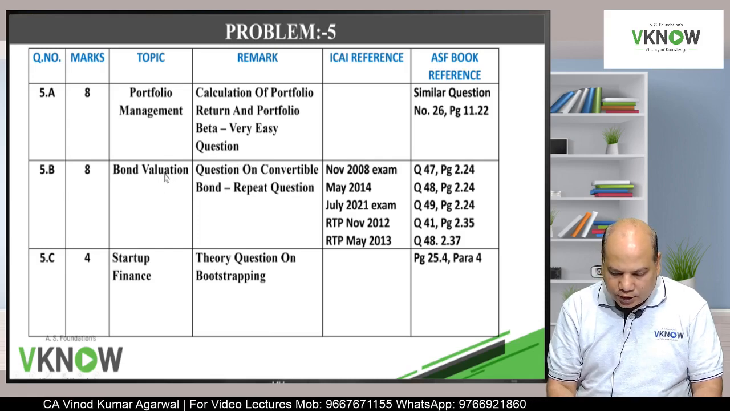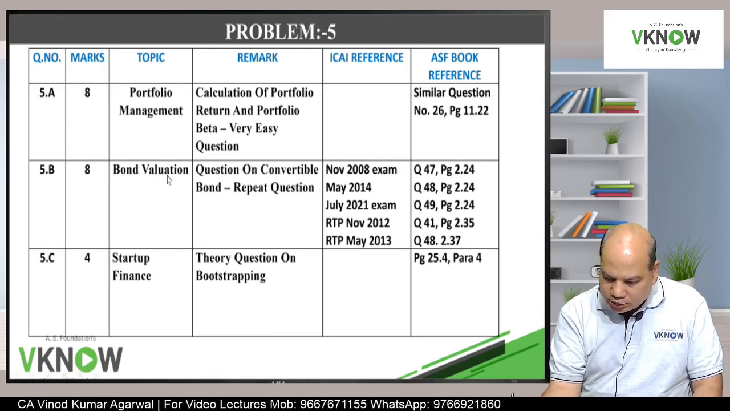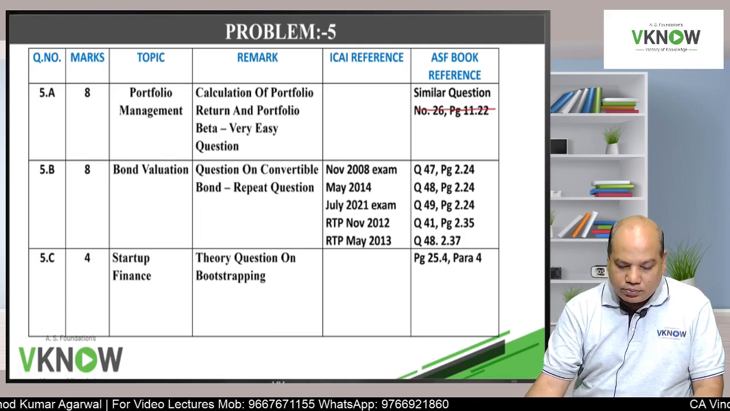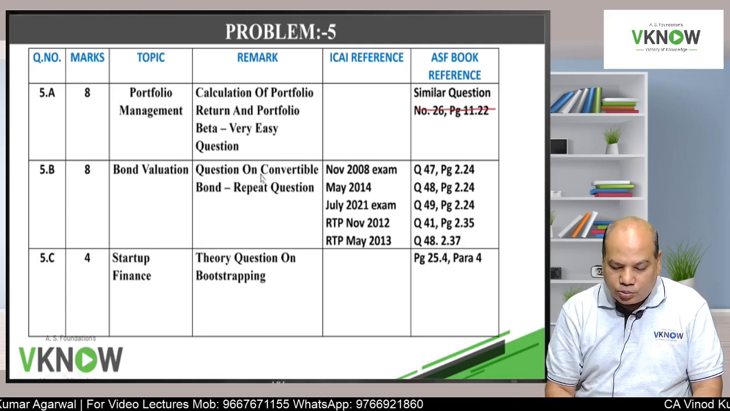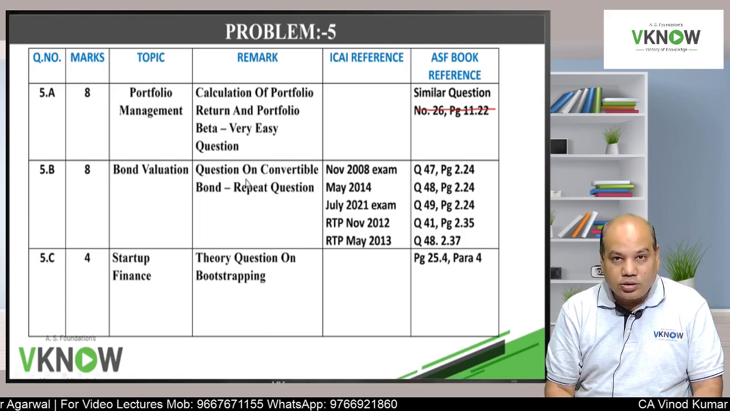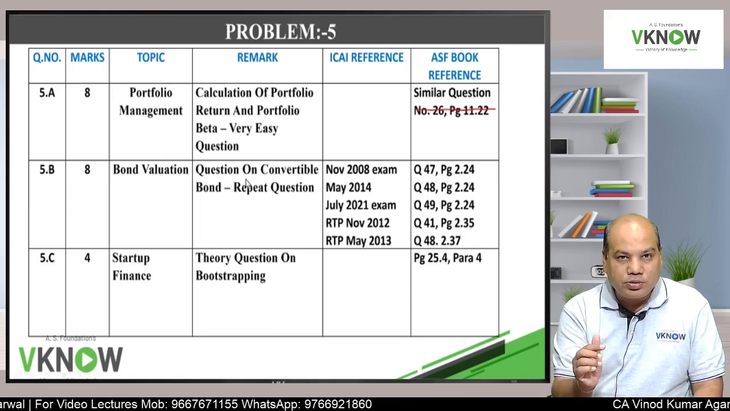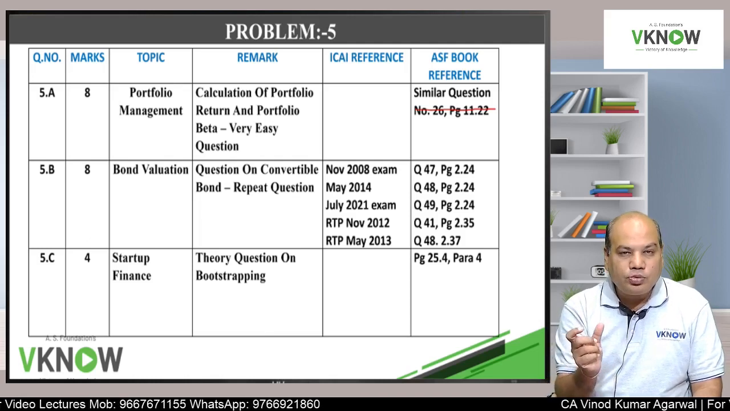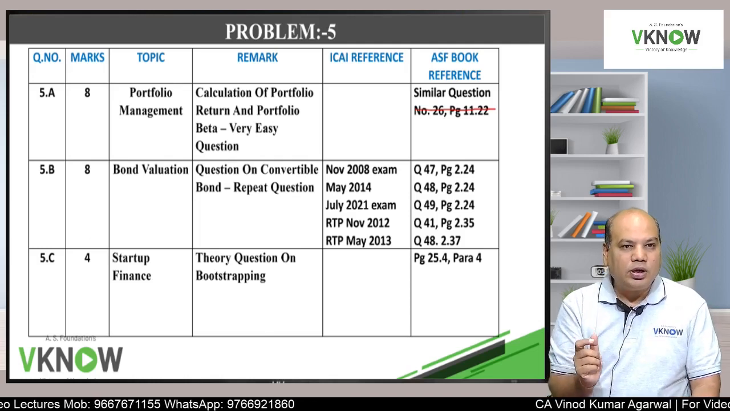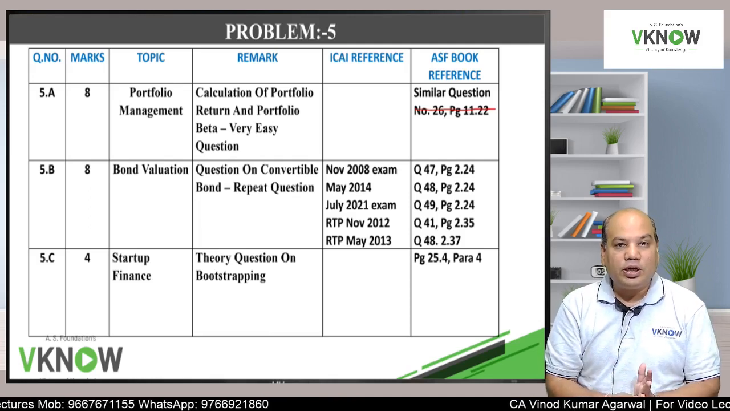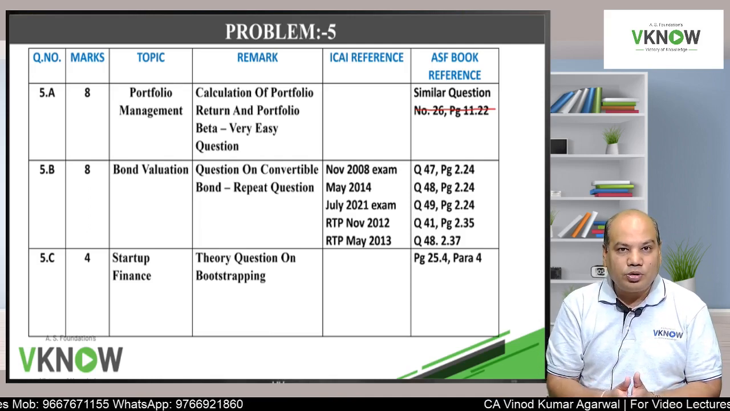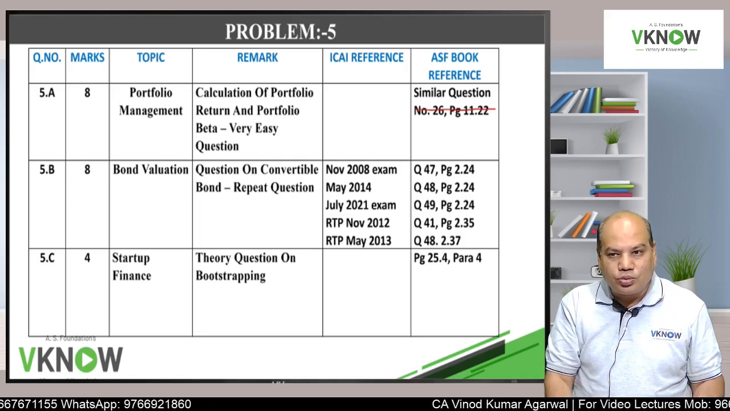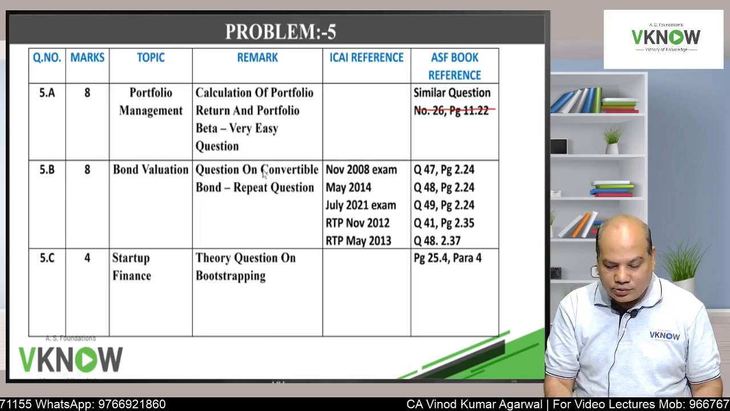Then question number 5B, this I think page number is not right, I'll check it again. Question number 5B was on bond valuation, and this is again a very repeated question. They will give you features of a convertible bond, and you have to find various aspects of convertible bond, like straight value of bond, conversion value, etc., which a good student can easily get 8 marks.